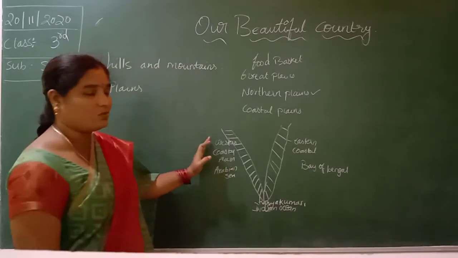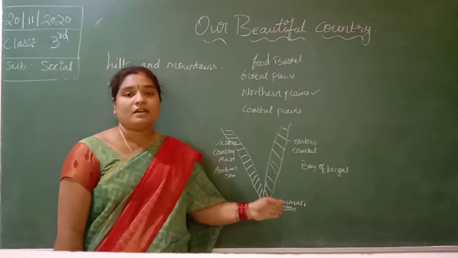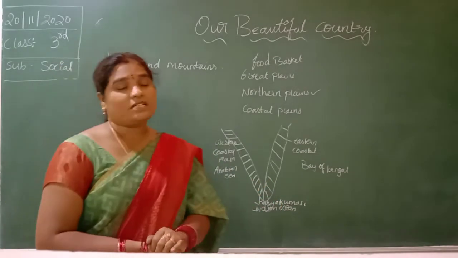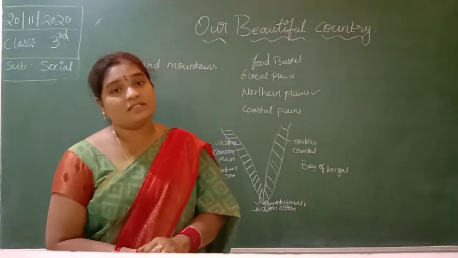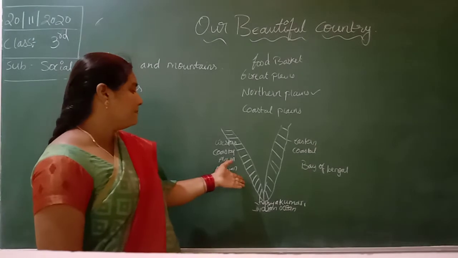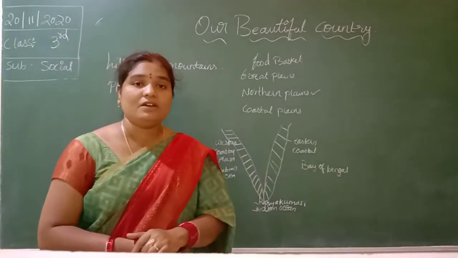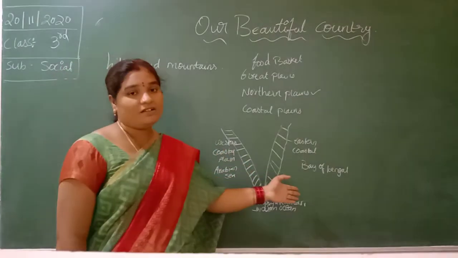Both the western coastal plains and the eastern coastal plains meet at Kanyakumari. Narmada, Krishna, Kaveri, Godavari and Tapti are the rivers that flow in the western and the eastern coastal plains, and finally they mix with the seas.